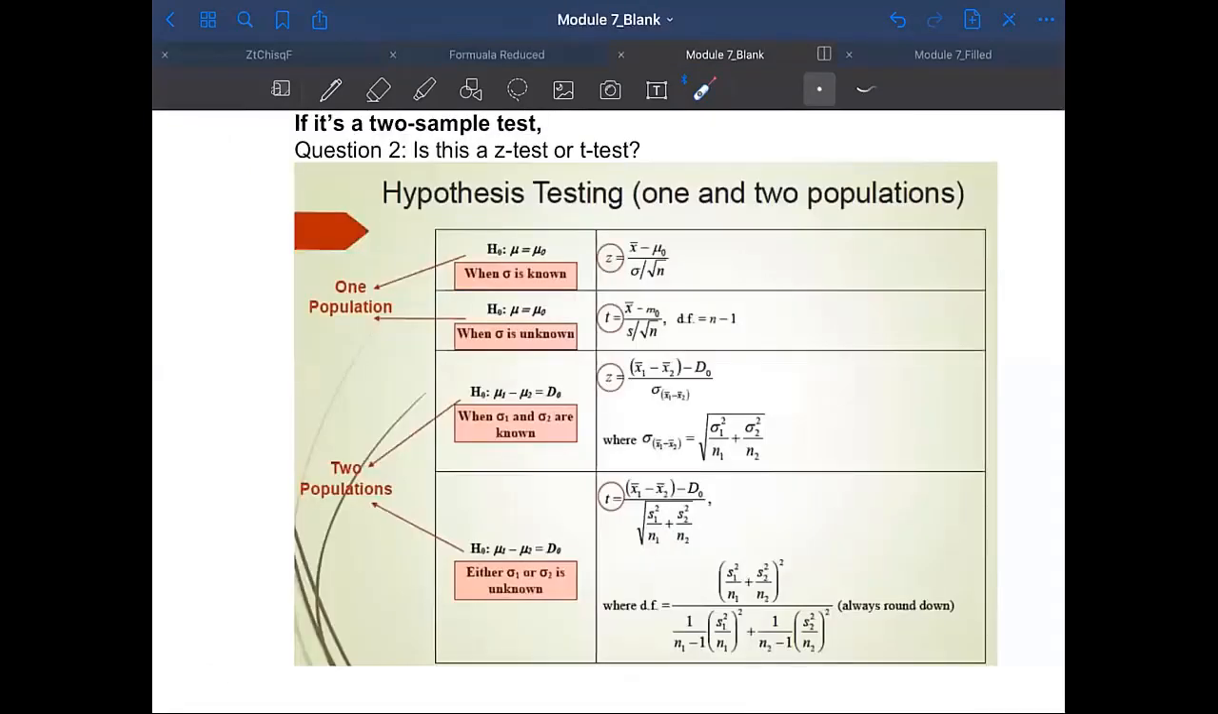And so the key: do any of you want to try? How do I tell whether it's a 2 sample t-test or a 2 sample z-test? This is something that you have already seen before, right? How to tell?